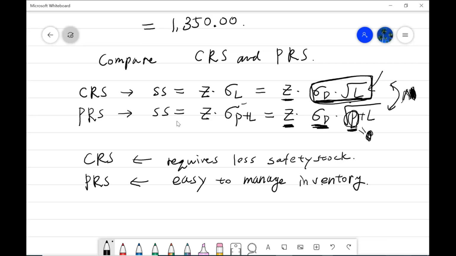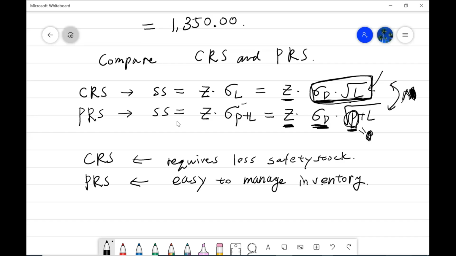So that's why normally the periodic review system is cheaper than the continuous review system. In other words, the continuous review system could be very expensive because it requires a high cost to watch over the inventory continuously. So that's why we commonly see the periodic review system rather than the continuous review system in real cases.